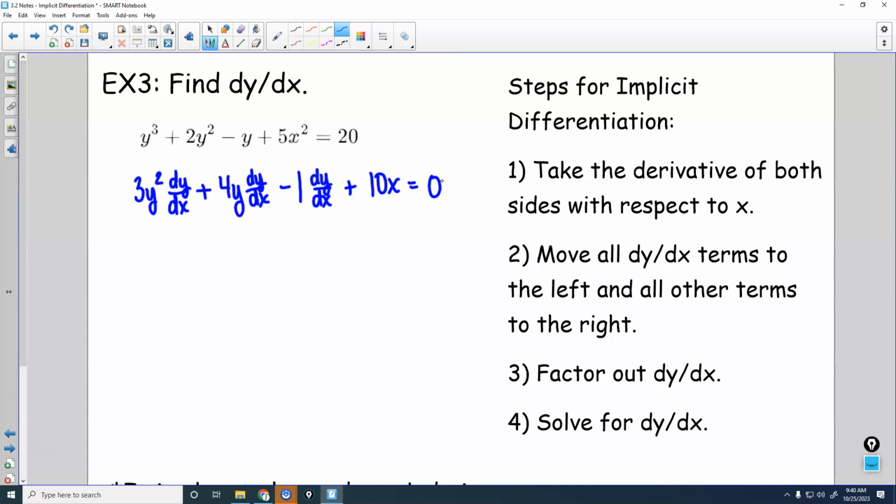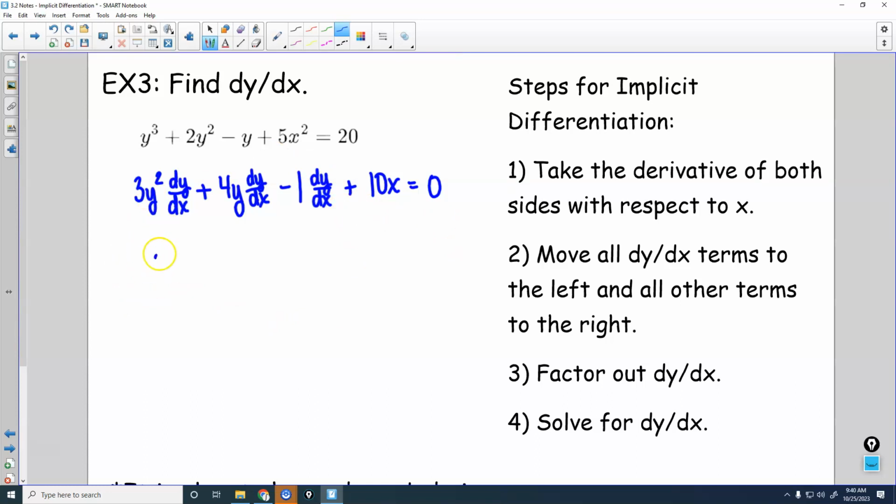So whenever you're looking for dy/dx, you want to solve for dy/dx. I think these are pretty cool. The way that you want to go about doing that is you want to move everything with a dy/dx to the left side. Technically, I guess it could be the right, but it's usually always going to be on the left. Move everything with a dy/dx to the left side. Move all other terms to the right.